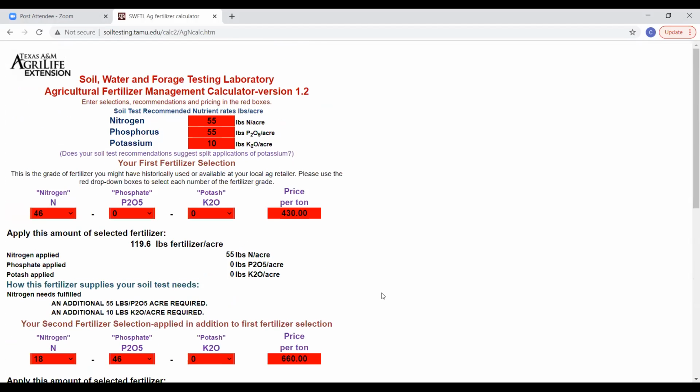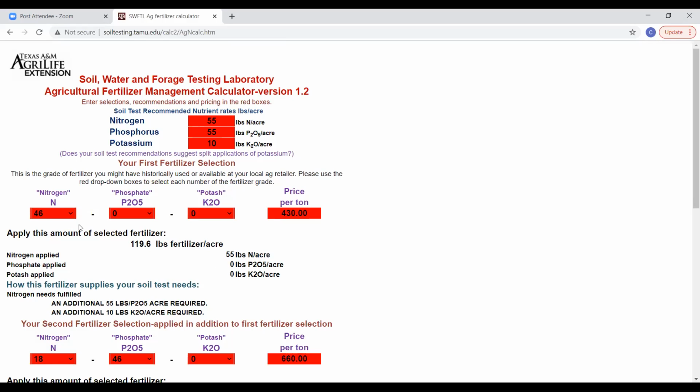Okay, I'm gonna walk you back through this again before we see the final results. This is that soil test recommendation that I just showed you. 55 pounds of nitrogen, 55 pounds of phosphorus, and 10 pounds of potassium is what it's requiring. So the fertilizer dealer, this goes to them on the next section. You can plug it in. You can do these calculations yourself.